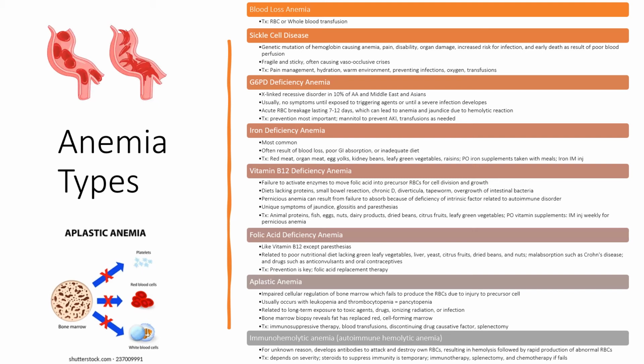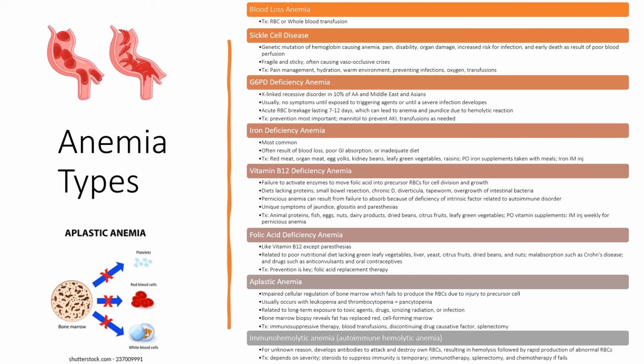This usually occurs with leukopenia, which is the low white blood cells, and thrombocytopenia, which is the low platelets, because they're all together, right? They come from the same precursor cell, like I was saying. But in this case, where all three are low, we call this pancytopenia. All three are pancytopenic, okay?